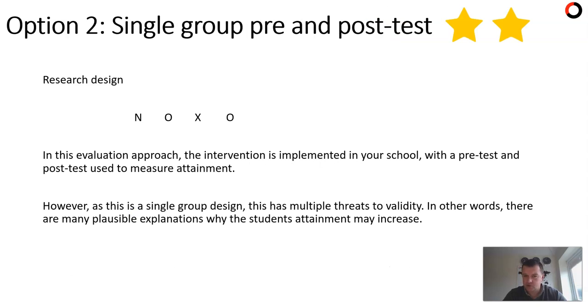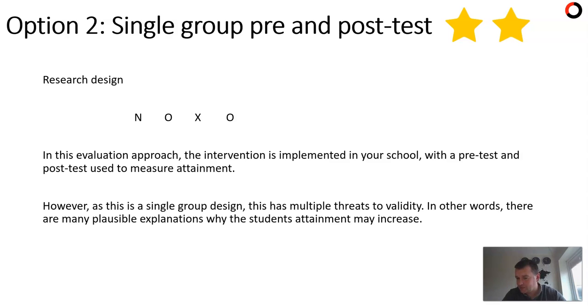So let's have a look at option 2, which is a single group pre and post test. You can see from the research design that you have your N, which is your group of students. You then have an O, which is for the pre-test, the observation. You then have an X for the intervention that's being implemented, and then another O, which is for the post-assessment. So in this evaluation approach, the intervention is implemented in your school with a pre-test and a post-test, which is used to measure attainment. However, this is a single group design. This has multiple threats to validity. In other words, there are many other plausible explanations why the student's attainment may increase.